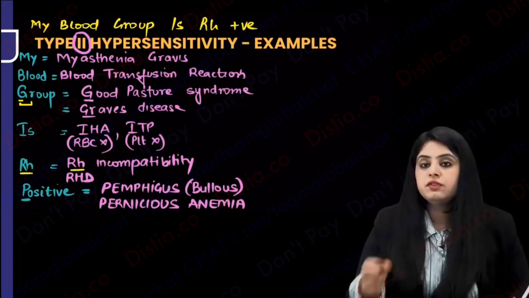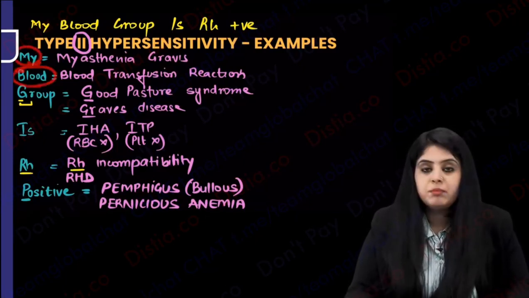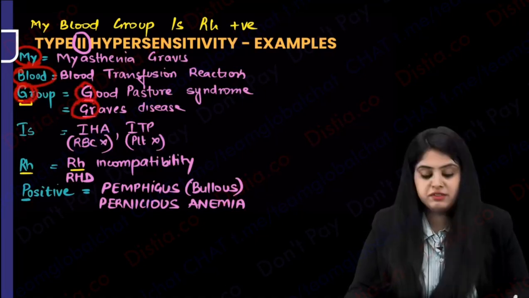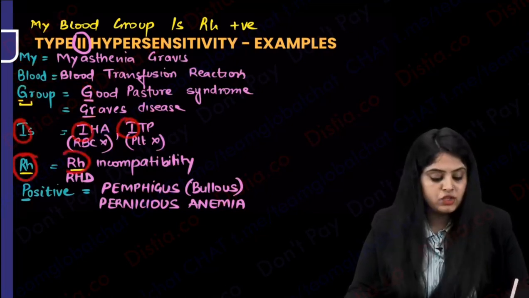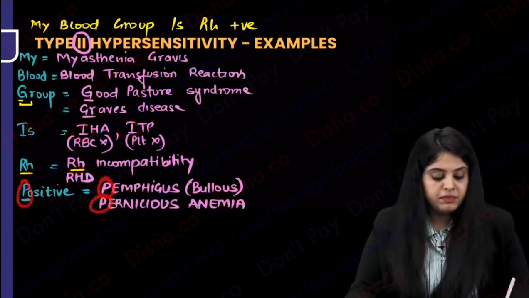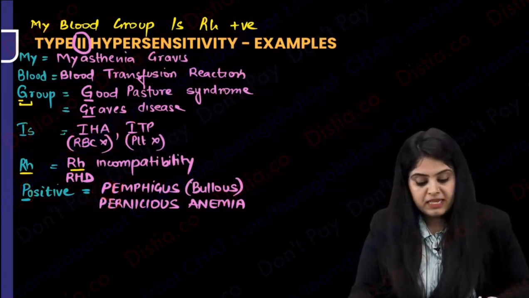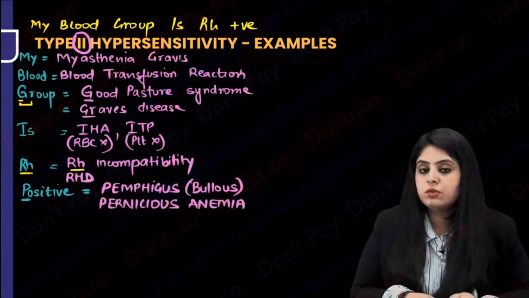So repeating all of this once again for everyone: M for myasthenia gravis, blood for blood transfusion reaction, G for Goodpasture, GR for Graves' disease. Then we have I for IHA and ITP. My blood group is RH for RHD and RH incompatibility. And P for PP, that is pemphigus and pernicious anemia. That is, my blood group is RH positive. But now there is a twist in the story.